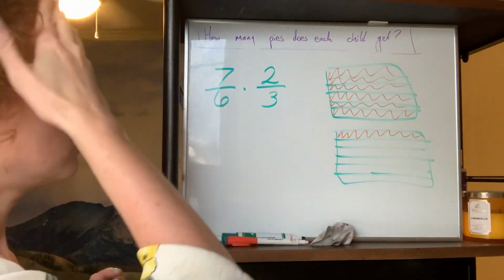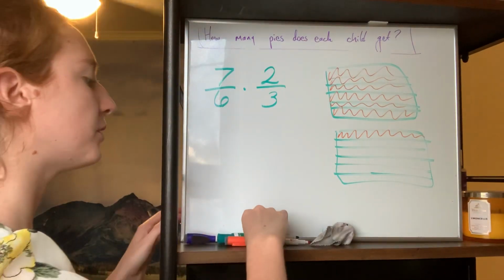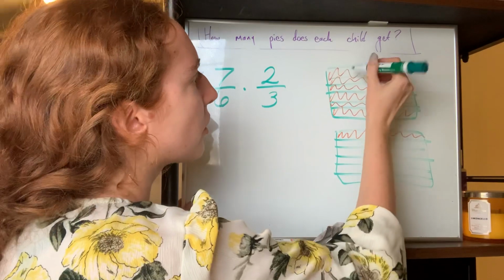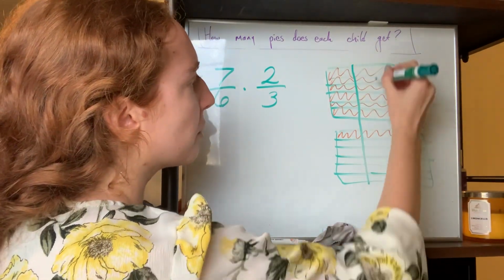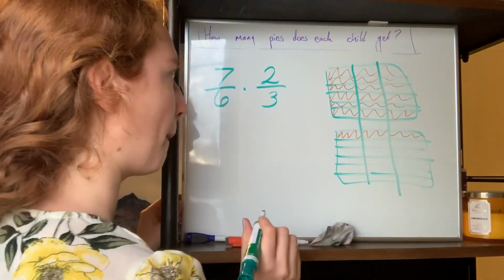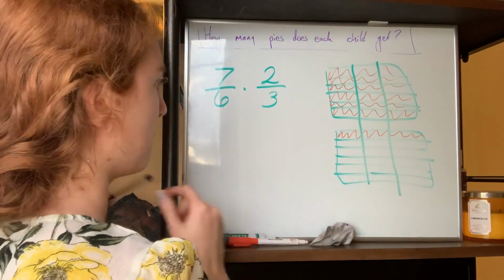And now I have to break it into 3 because I only want to shade in 2/3 of what I have. So break these into 3, and I'm only going to take 2 of them.